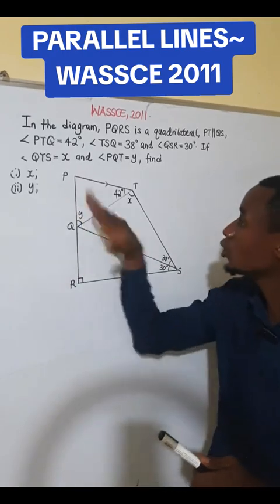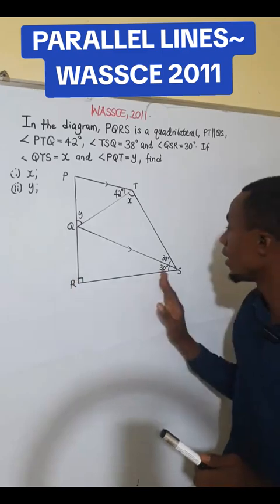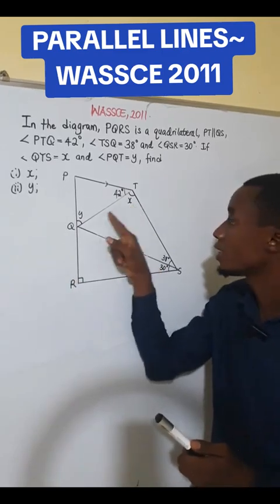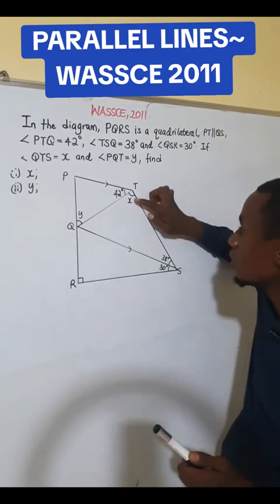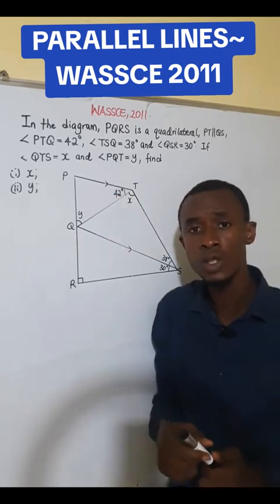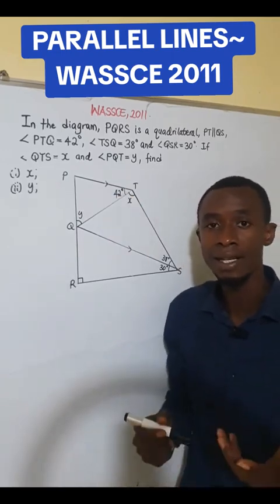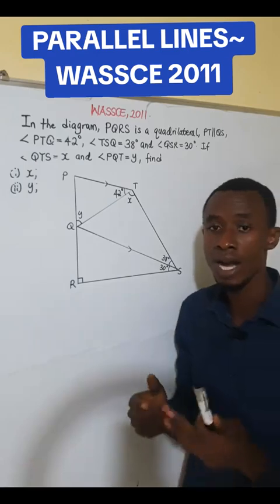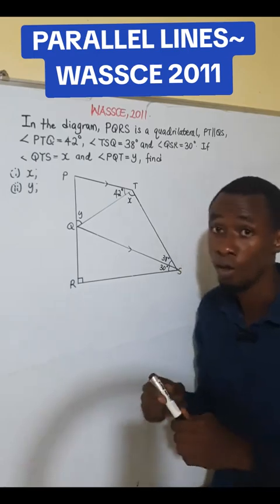Now, we have that this particular shape, PQRS, is a quadrilateral, right? And we are asked to get the values of x and y. That is, we need to find the angles representing x and y. But mind you, one of the conditions of parallel lines is that parallel lines usually form what we call alternate angles. Alternate angles are angles that are formed side by side of a parallel line.